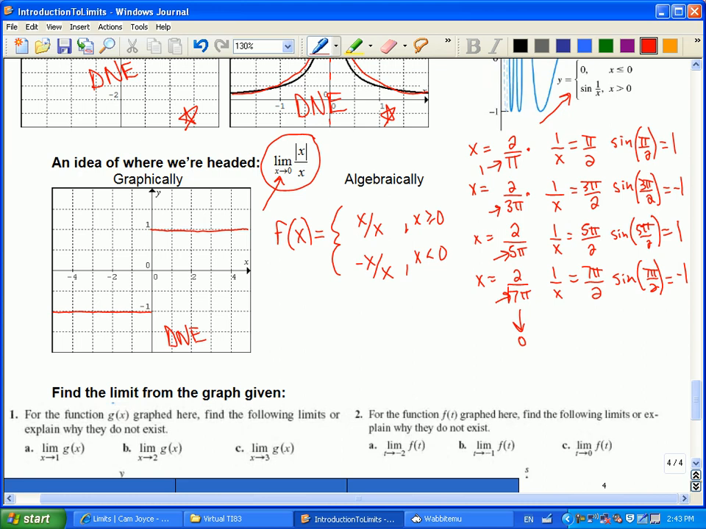That's how I split up the absolute value. When it's negative, I multiply by -1. And when it's positive, I don't do anything. So this function really looks like this. 1 when x is greater than or equal to 0. -1 when x is less than 0. That's the simplified version, right?